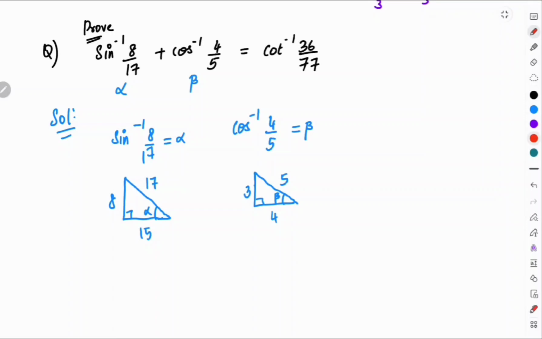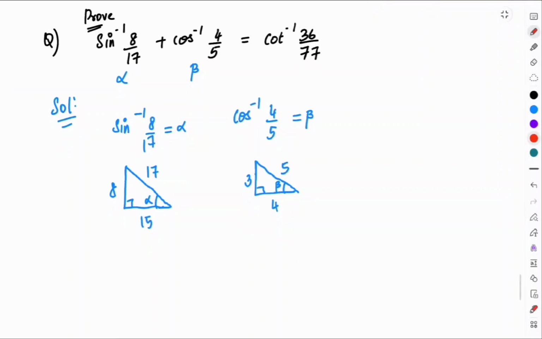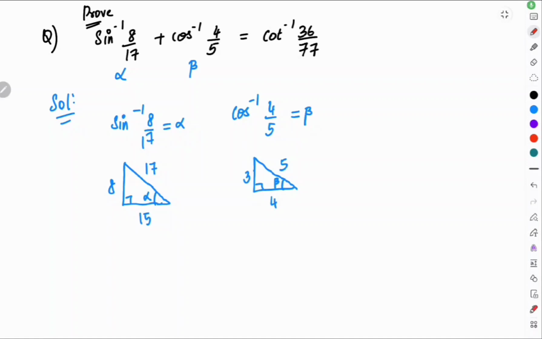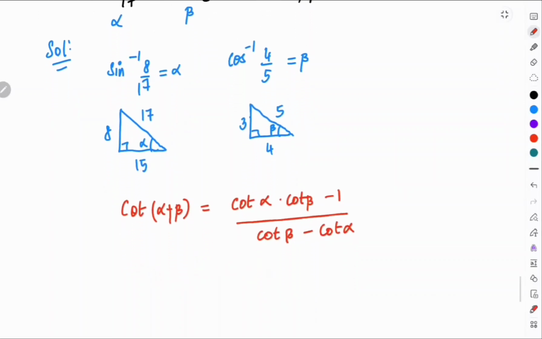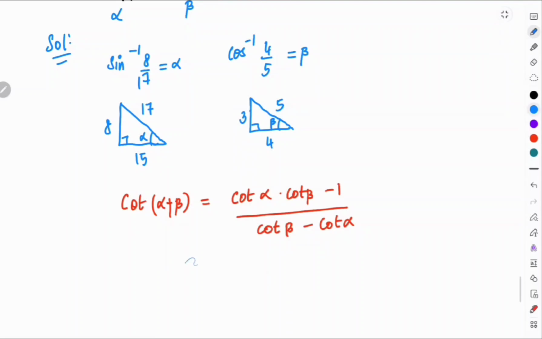Right? So now we are able to figure out what alpha and beta are. Now what we want is cot of alpha plus beta. So let's see what cot of alpha plus beta is: cot alpha cot beta minus 1 divided by cot beta plus cot alpha. If you don't know this also, it's okay. You can use tan and you can make a reciprocal over there.